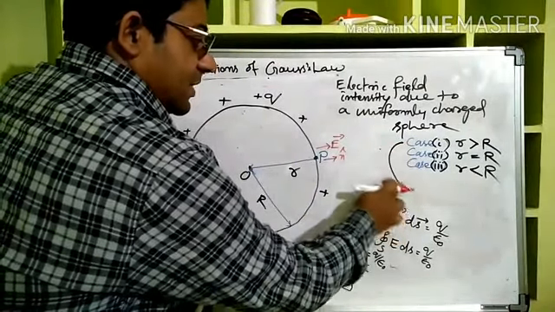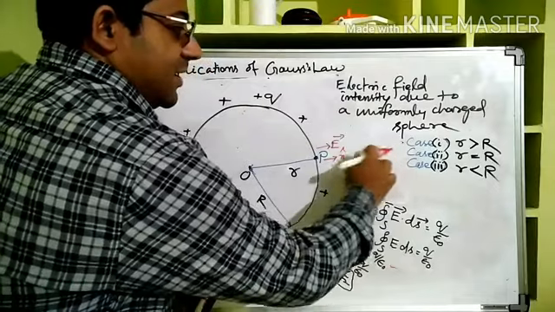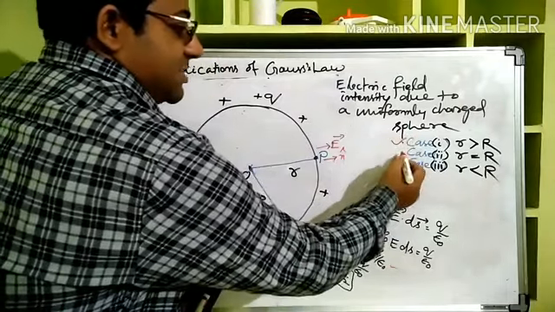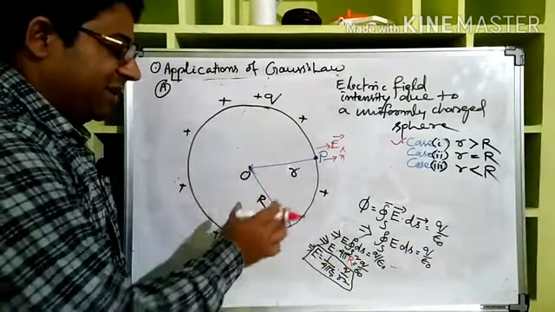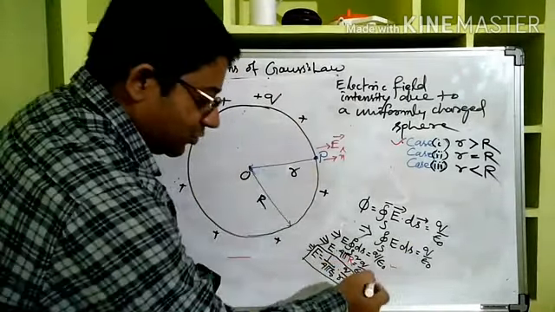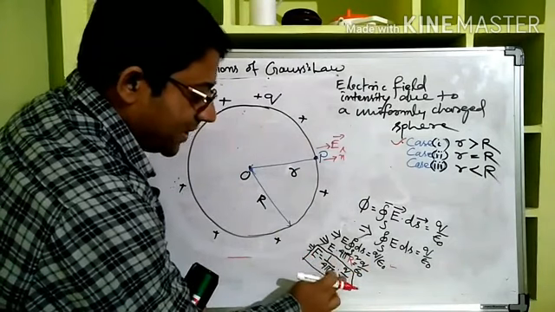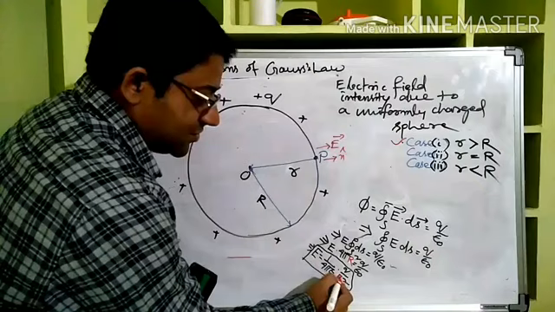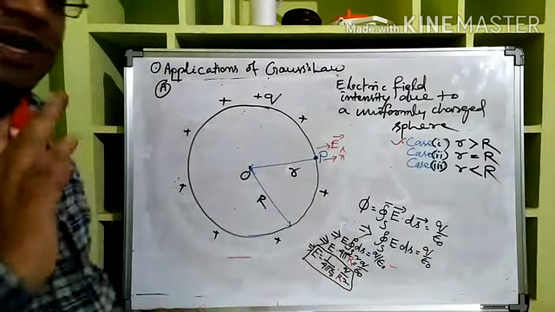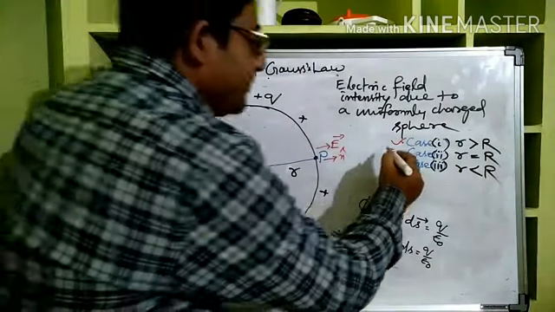Now I am explaining the second case. This is over. Here only, instead of small r, one capital R will come, because r became capital R. E is equal to q by 4 pi epsilon naught R square. Here also this R square will come down, right? So small r became capital R. That is the only change in case 2.